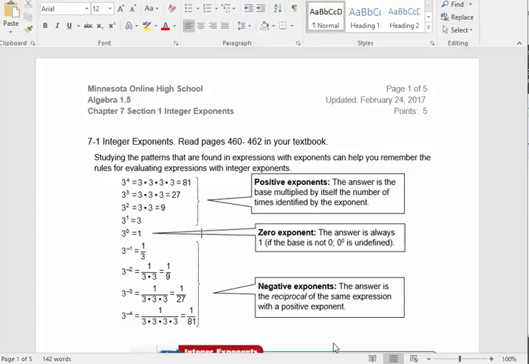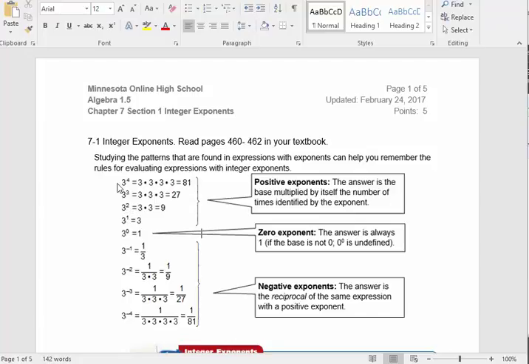This is Ms. DB, and today we're going to go over how to do some of the problems from the Chapter 7, Section 1 assignment, where we're going to be learning about exponents, and this will include positive and negative exponents, and even an exponent with a zero, but that's easy. So let's look at these patterns here.